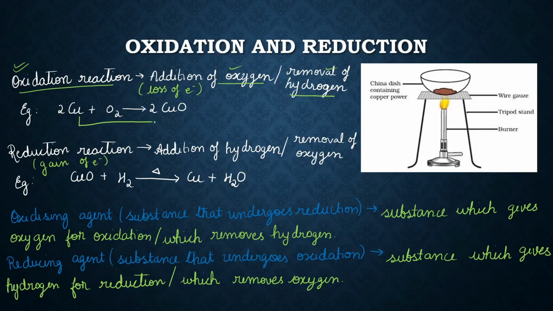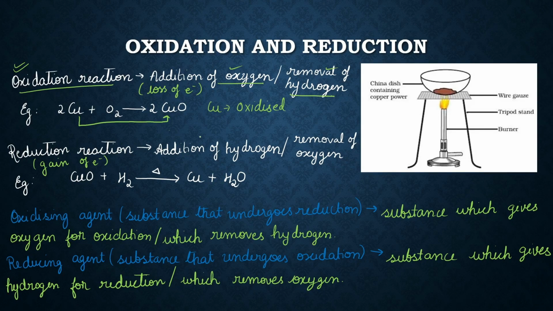so copper, initially we just had copper, but in the product oxygen has been added. So this is an example of an oxidation reaction. So here copper is getting oxidized. Copper is getting oxidized.